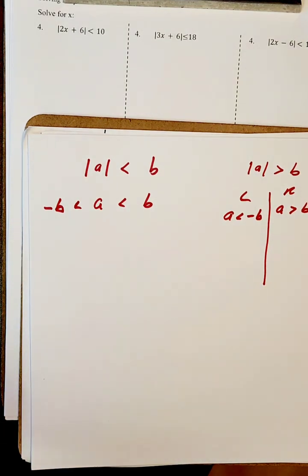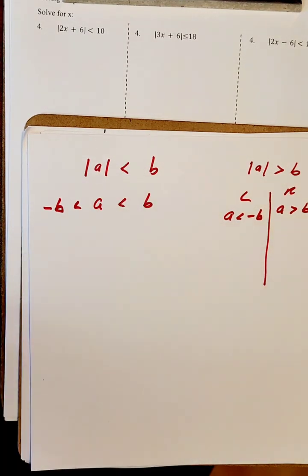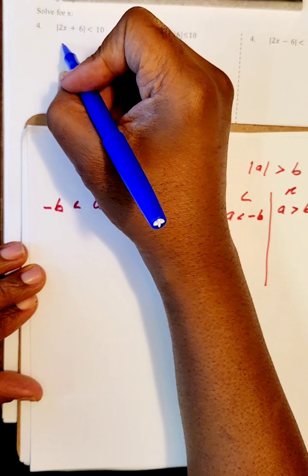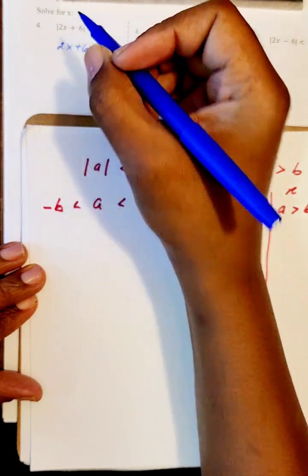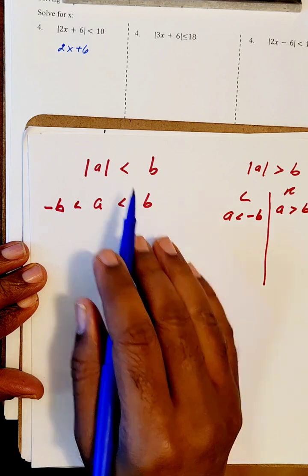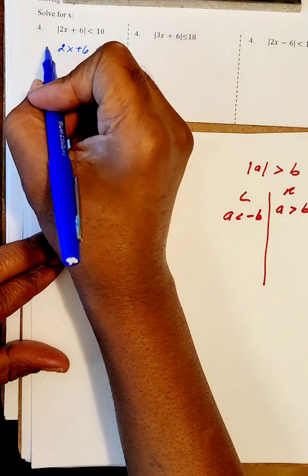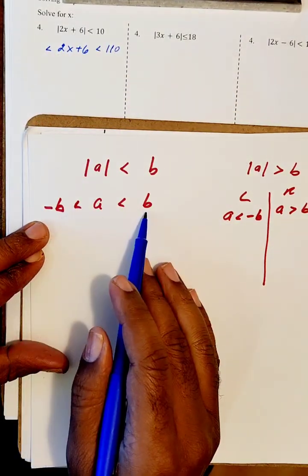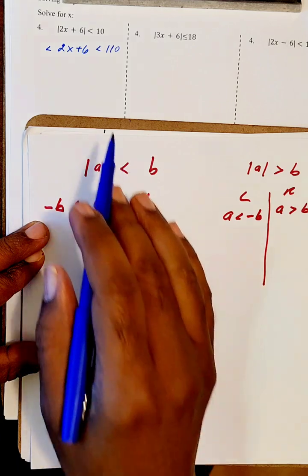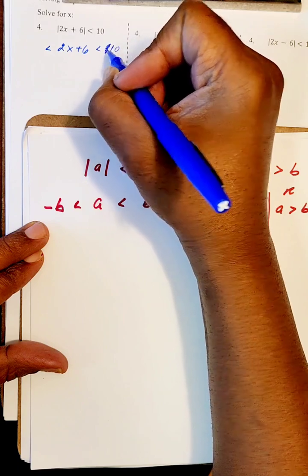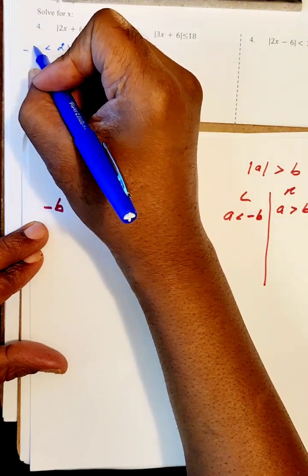All right, so let's take a look at this first one where you're using the less than sign. We have the absolute value of 2x plus 6 is less than 10. So we're going to remove the absolute values. So this becomes 2x plus 6, and then keep the less than and the 10. Then we'll repeat the sign on the other side, so another less than. And then take the opposite of the number here. The opposite of 10 is going to be negative 10.